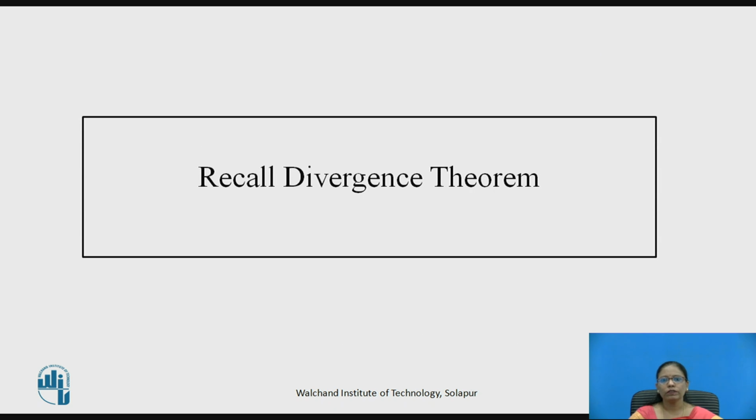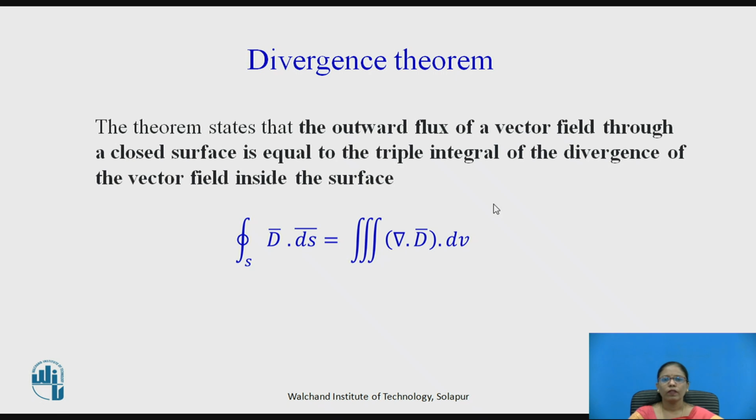Before we proceed further, as we are talking about the divergence theorem, just recall what the divergence theorem is. It states that the outward flux of a vector field through a closed surface is equal to the triple integral of the divergence of the vector field inside the surface. So the closed surface integral of D bar dot dS bar is equal to the triple integral of divergence over a volume element. This is the divergence theorem.